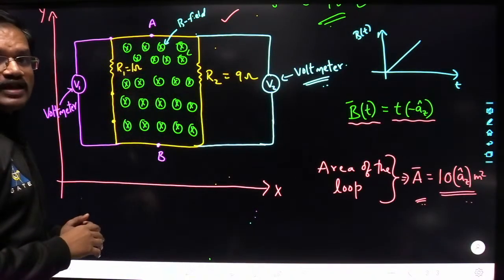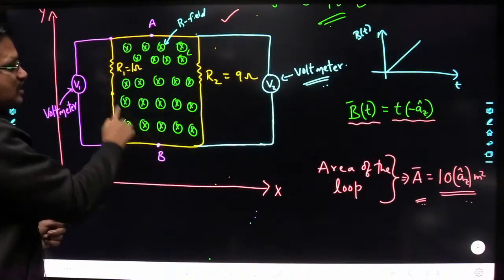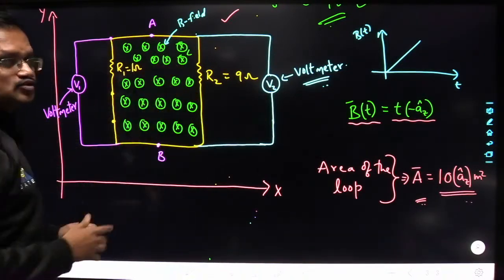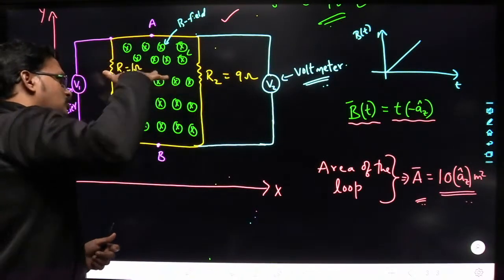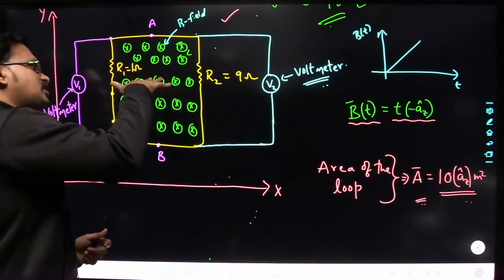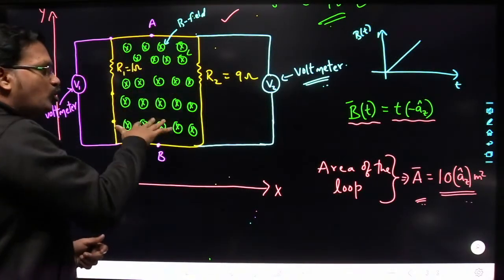So what will happen here? The flux through this surface here is going to increase or not? Yes or no here? See, the B field is pointing into the board. The number of B field lines that are penetrating through this loop is called as what?